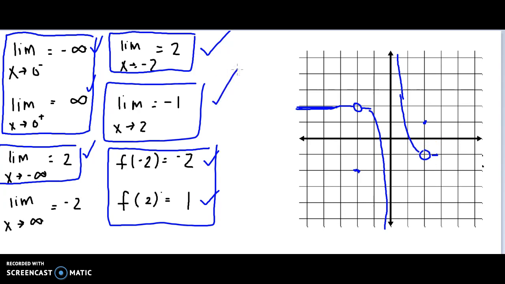Now my last limit statement, the limit as x goes to infinity, that's moving all the way to the right, and I'm flattening out at negative 2. So if you got a graph that looks something like that, then good job. I'll do one more example if you want to follow along with me. If you think you're all set, then good job.